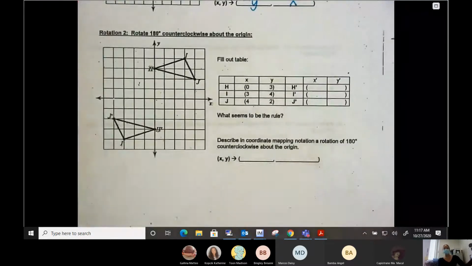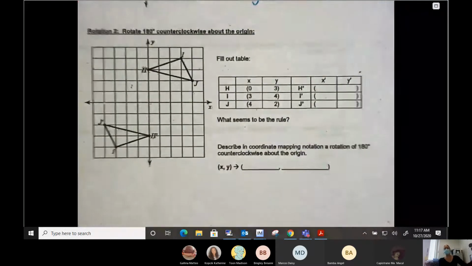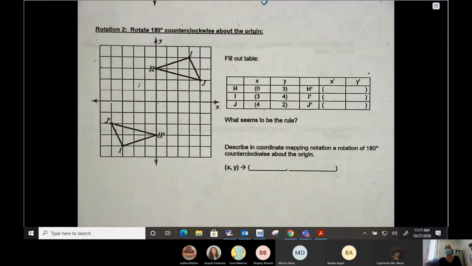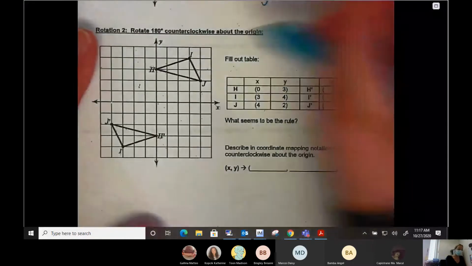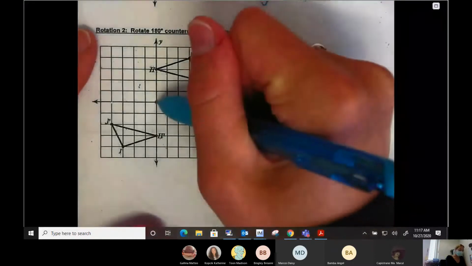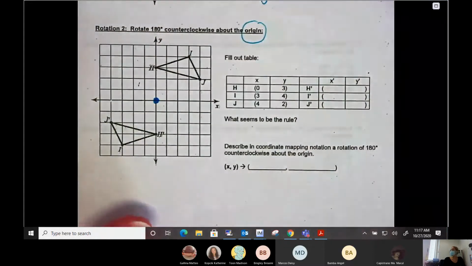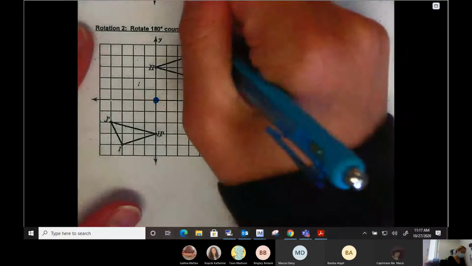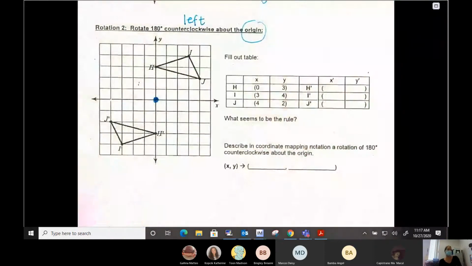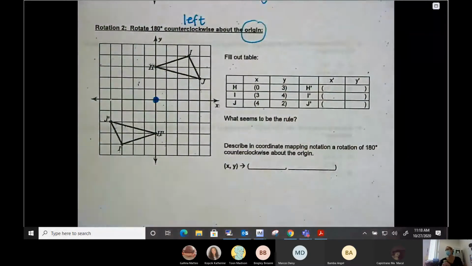Rotation 2. We're going to rotate 180 degrees counterclockwise around the origin. Again, the origin is right in the center. It said 0, 0. Counterclockwise means to the left. And if I'm going 180 degrees, what is that making? A straight line, yeah. I'm going to rotate this essentially a straight line.